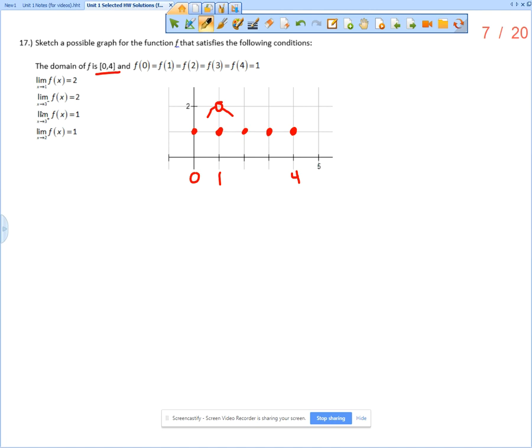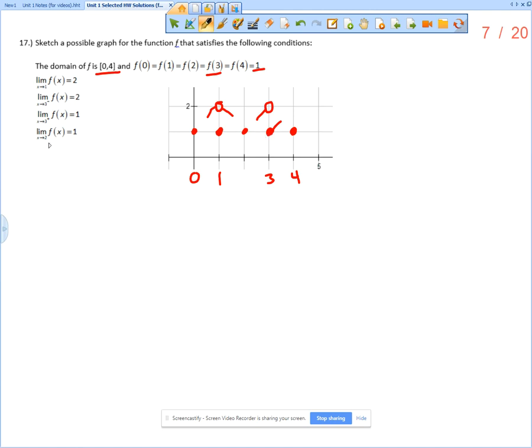Next, the limit as x approaches 3 from the left is 2. That means at 3, 2, there must be an open circle, but only coming into that open circle from the left. Now, the limit as x approaches 3 from the right of f of x is 1, meaning we must be coming from the right into that closed circle at 3, 1. We know it's a closed circle because we were already told that f of 3 equals 1. It could be coming in from above or from the side or from below or whatever. That doesn't really matter as long as it's only coming into that point from the right.